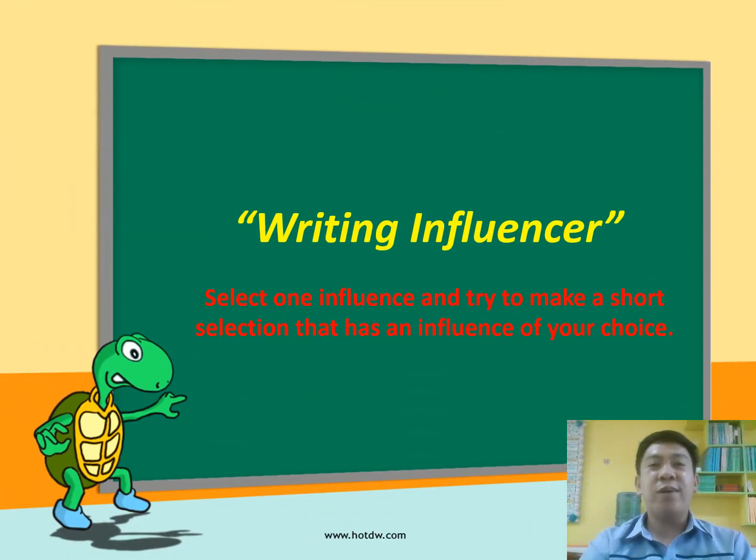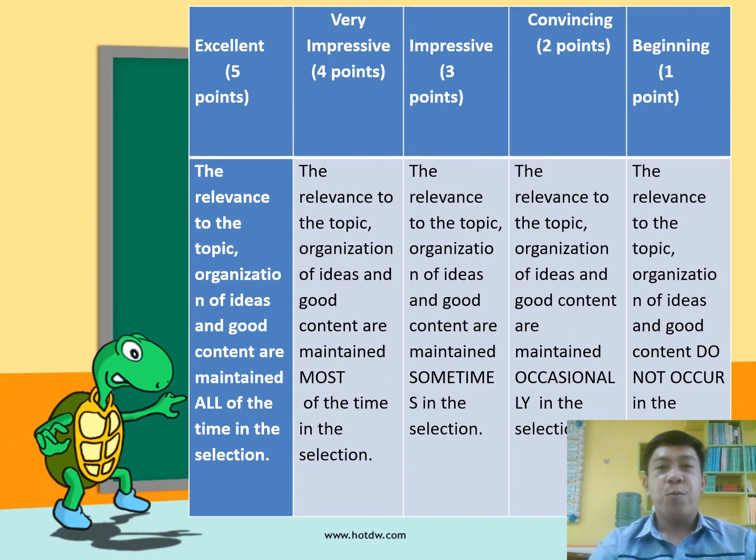I hope you got a perfect score from the previous activity, and I hope that you learned well the different influences that we may encounter in different stories. Now, let's have another activity entitled Writing Influencer. In this activity, you are going to select one influence and try to make a short selection that has an influence of your choice. Are you ready? Let's start. By the way, before you make your own selection, please consider this criteria.